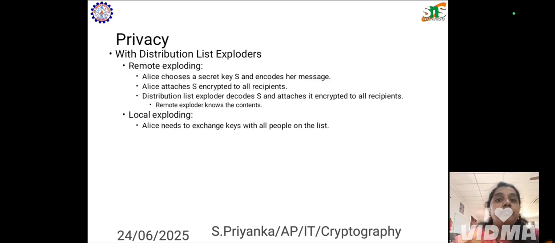Next is privacy with distribution list exploders. Here it consists of remote exploding and local exploding. In remote exploding, Alice chooses a secret key S and encrypts her message. Alice attaches S encrypted to the exploder. The distribution list exploder decrypts S and attaches it encrypted to all the recipients, so the exploder knows the content. Next is local exploding. Alice needs to exchange keys with all people on the list.